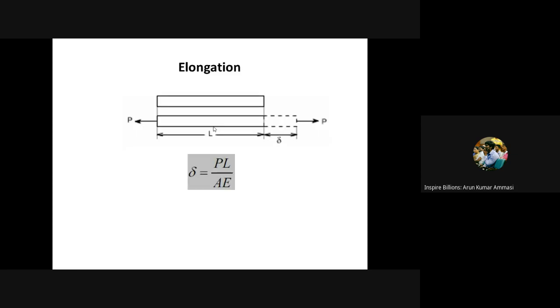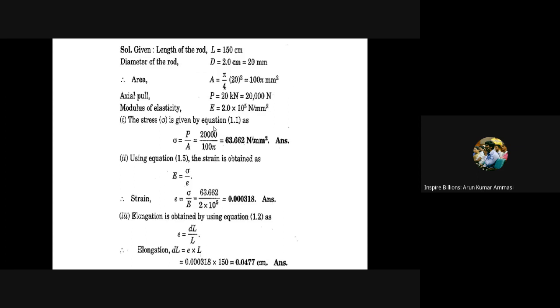This is one such problem, where a rod of 15 centimeter length and 2 centimeter diameter is subjected to an axial pull of 20 kilonewton, and the modulus of elasticity of the rod is given. From the modulus of elasticity, it is understood that it is a steel rod. Stress, strain, and elongation of the rod are calculated: the load upon cross-sectional area gives you the stress, the change in dimension with respect to its original dimension gives you strain, and the elongation can be calculated using the relationship between delta and load, length, cross-sectional area, and modulus of elasticity. So this is one such example.